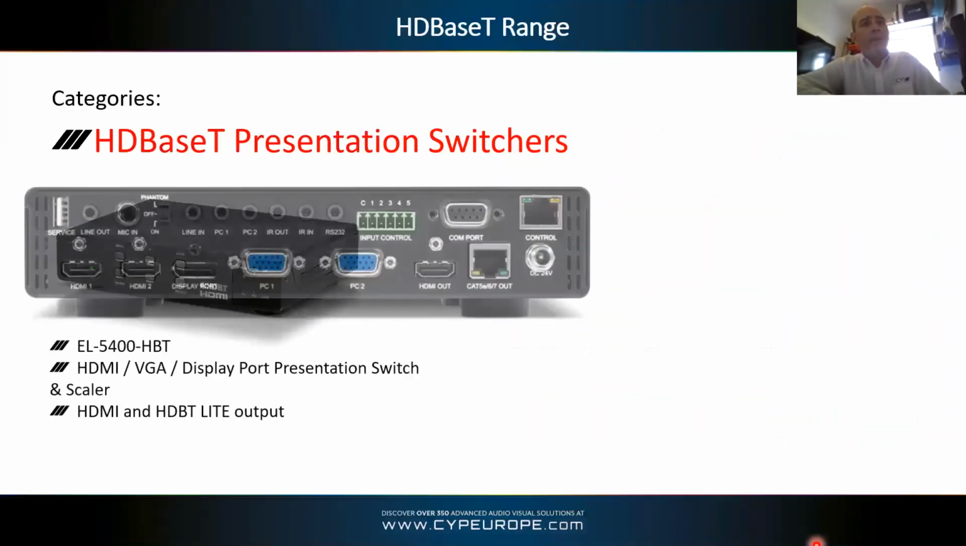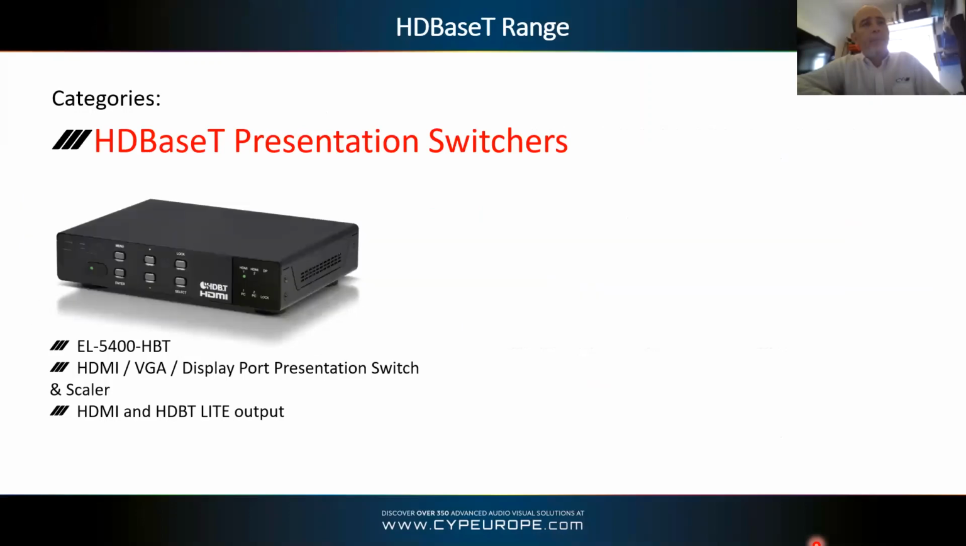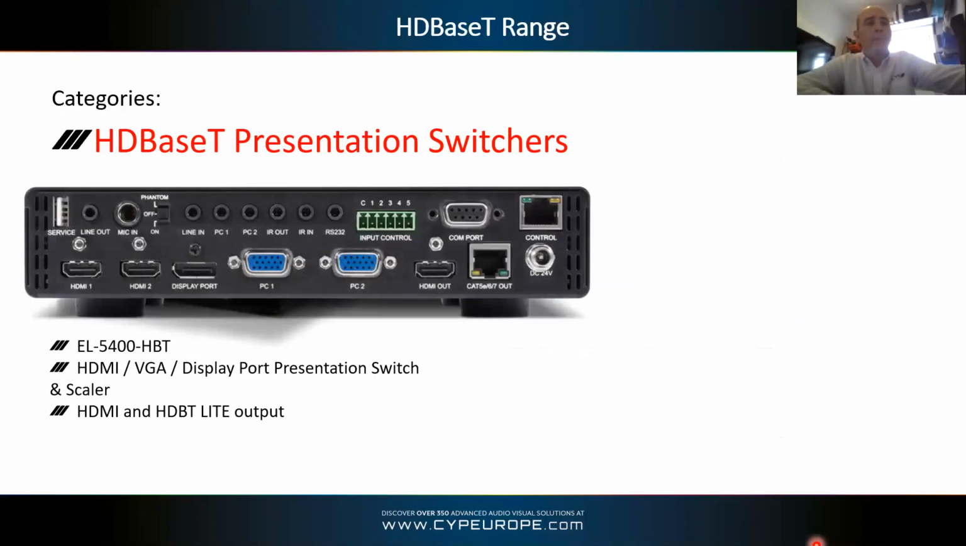These have been with us a while, but they're still solid units. Let's go back to the front of it there. The EL-5400 HBT. Again, that's a multi-format input, as we've said, with the scaler on board. And this has an HDBaseT output, indicated by HBT in the model number. So you can see along the back there, HDMI, DisplayPort, VGA, HDMI output, and a CAT output, which would be for your HDBaseT receiver. Again, just really simple to use and still very popular.